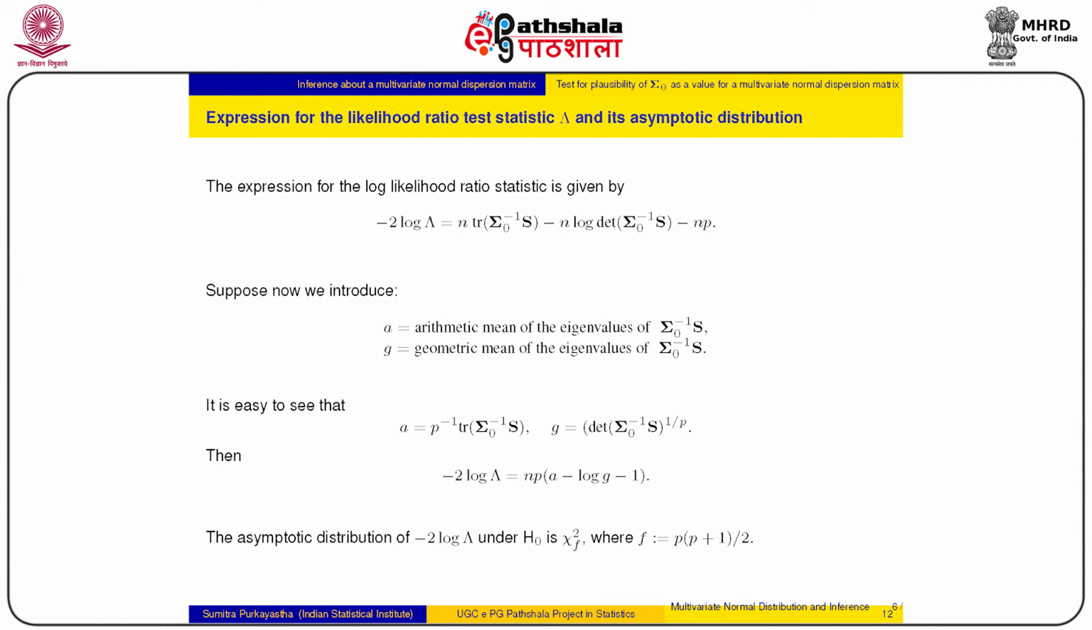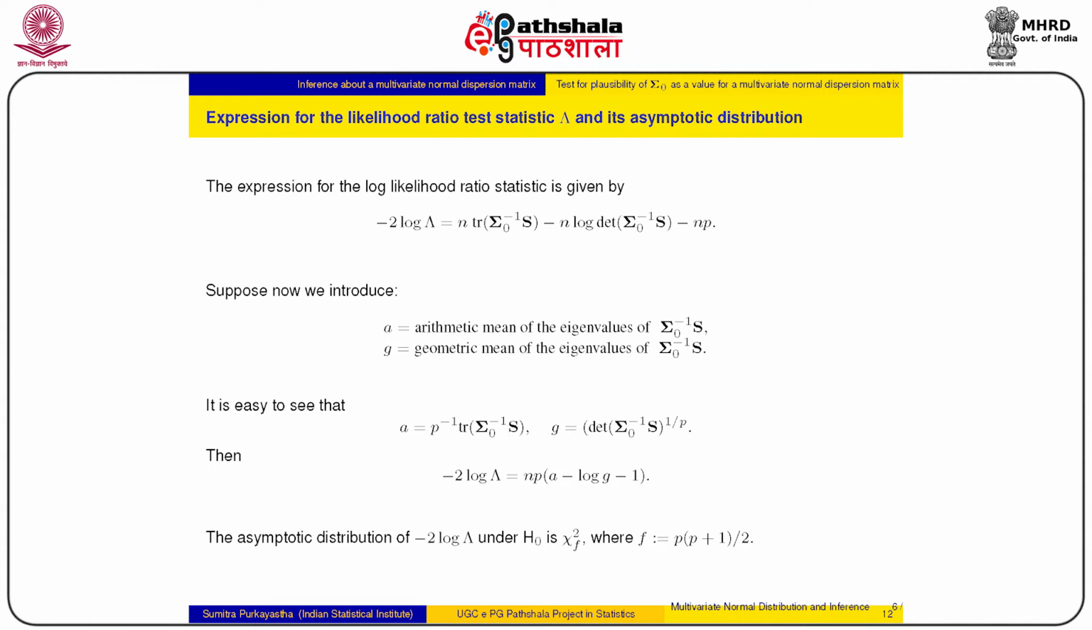So let's see what is the expression for the likelihood ratio test statistic lambda now, and what is the asymptotic distribution. So let us recall that in order to obtain the expression for the likelihood ratio test statistic, we have to look at the maximized likelihood under H naught divided by the maximized likelihood without any restriction on the parameter, and then take the ratio, and then we have to look at the minus 2 log lambda. Lambda is the ratio. Let's see the expression for minus 2 log lambda. Lambda is the likelihood ratio, minus 2 log lambda is known as the log likelihood ratio statistic.